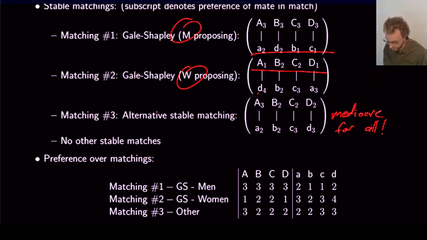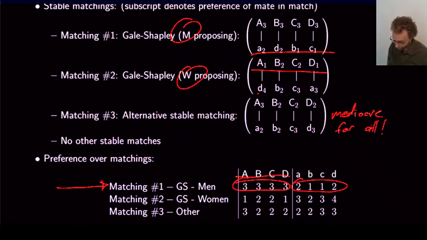And so we can say, let's look at this matching, and then say, which preference ranking did each of the individuals get? Well, all the women got their third choice in this ranking. The men got second, first, and second. In the matching where the women proposed, the women got first, second, first, and the men got third, second, third, fourth, and so on.